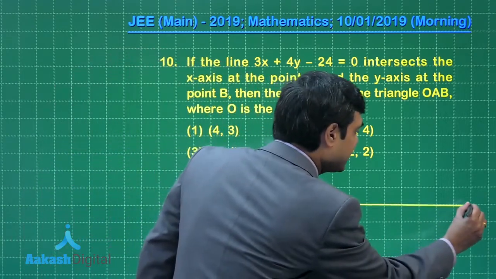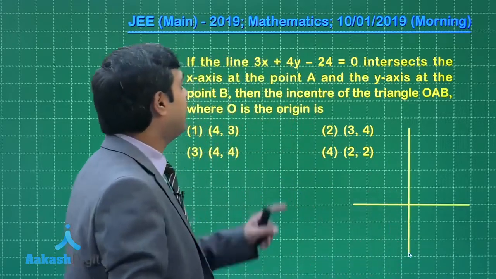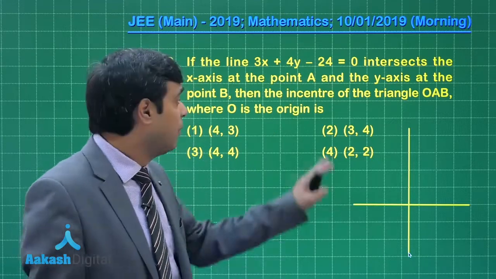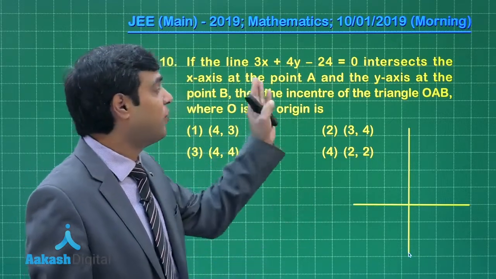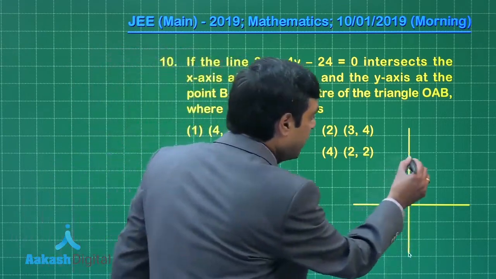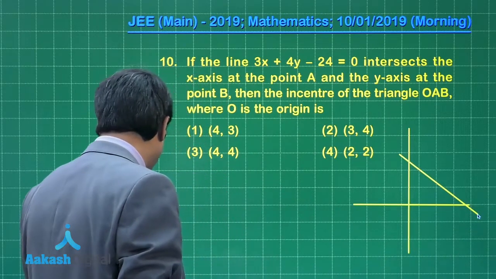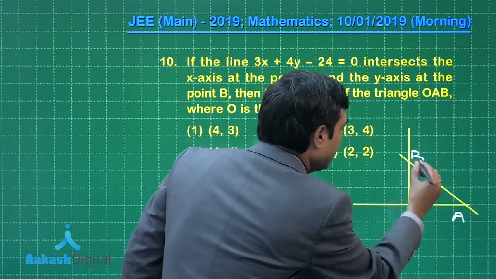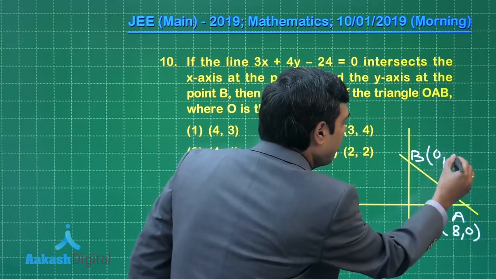Let's draw x-axis, y-axis and the line as it is, 3x + 4y - 24 = 0. When y is 0, you find x as 8; when x is 0, you find y as 6. So you can mark the line in this fashion, correct. Let's mark the points as well. We have the points A and B. Coordinates for A are (8, 0), for B (0, 6).